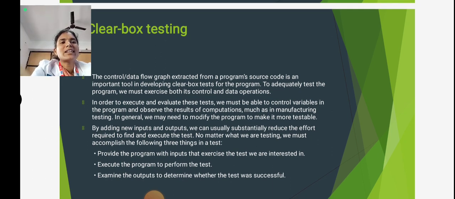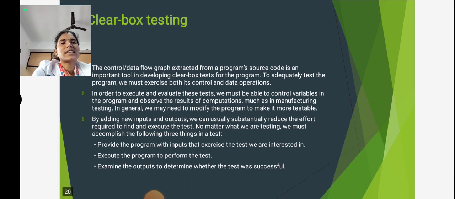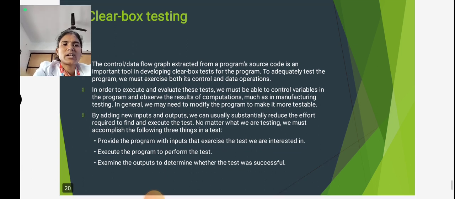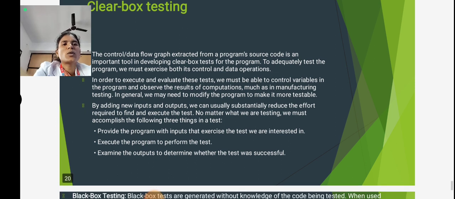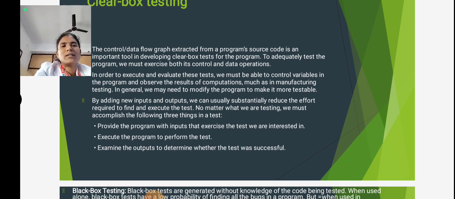To adequately test the program, we must exercise both its control and data operations. In order to execute and evaluate this test, we must be able to control the variables in the program and observe the results of the computations, such as in manufacturing testing. In general, we may need to modify the program to make it more testable.